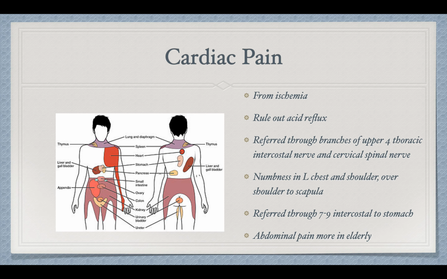Cardiac pain, it's important to rule out acid reflux, because usually it is acid reflux, not just a heart attack. And it's referred usually in the upper neck, back area. There's going to be some numbness in the left chest and shoulder, over the shoulder to the scapula, so it goes all the way back. And then in the elderly, it can be referred down to the stomach, and that's important to note.